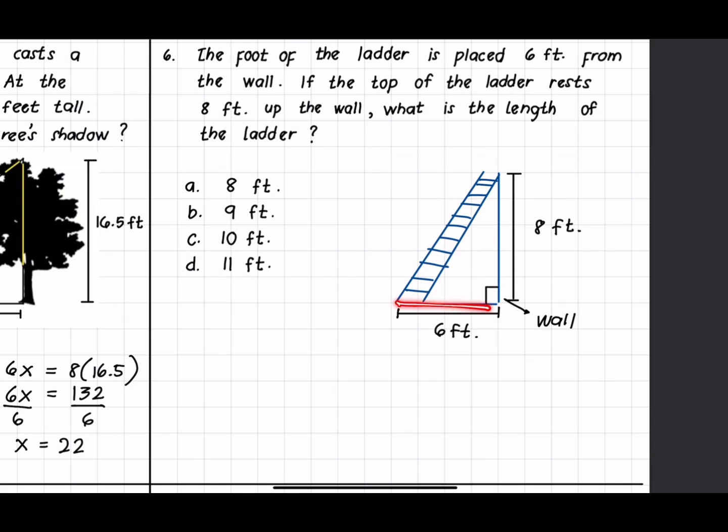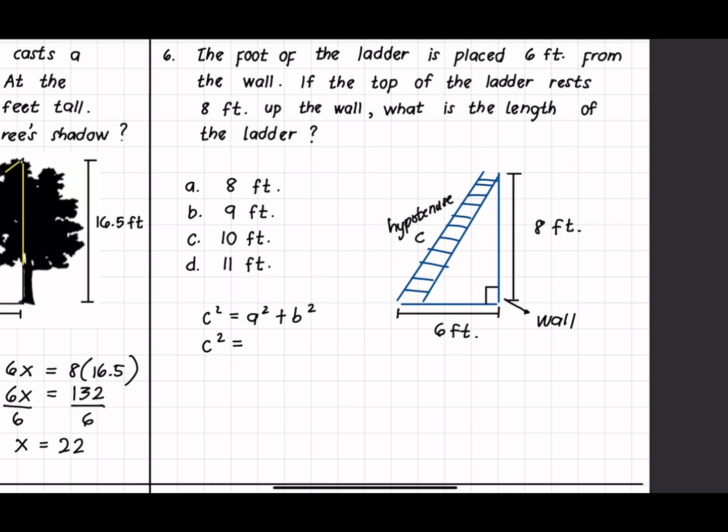Wherein these are the two legs and we are looking for the diagonal, which is the hypotenuse. Therefore, we can use the formula of the Pythagorean theorem: C squared is equal to A squared plus B squared, wherein C is the hypotenuse or the measurement of the ladder.